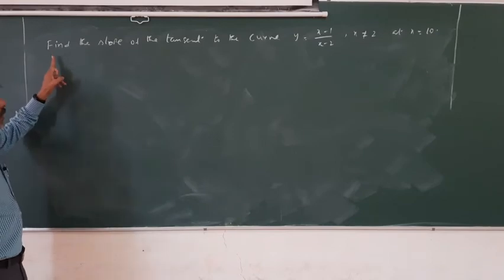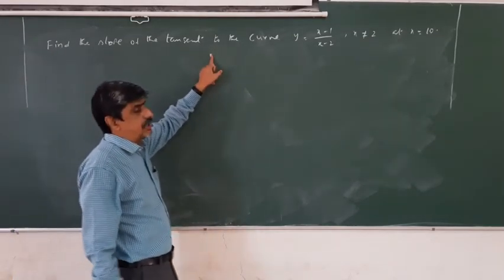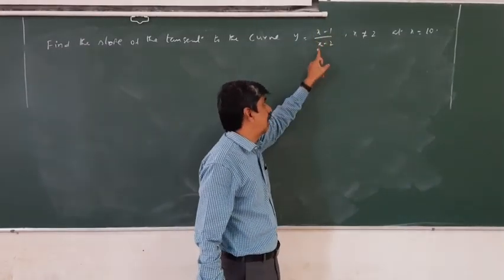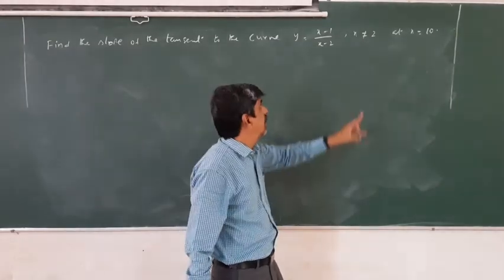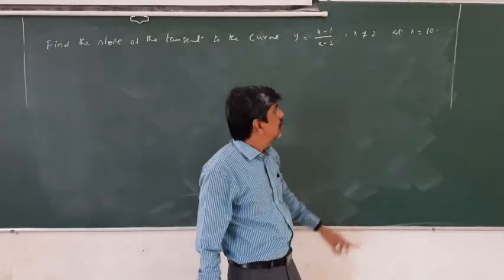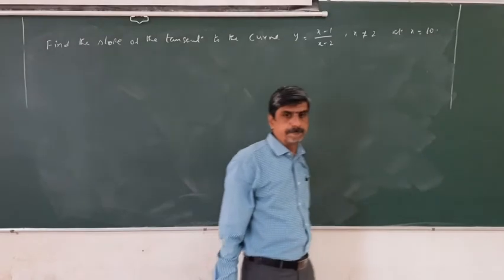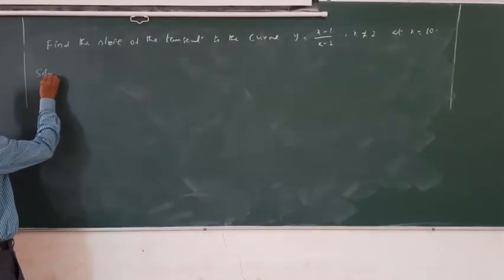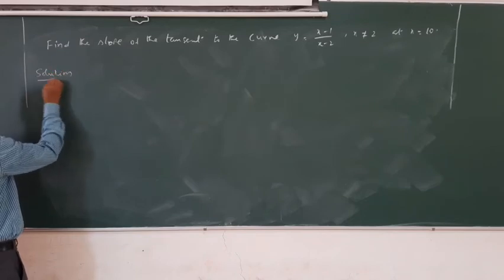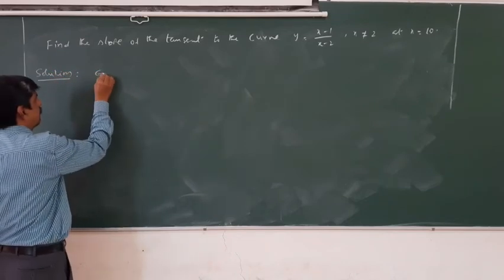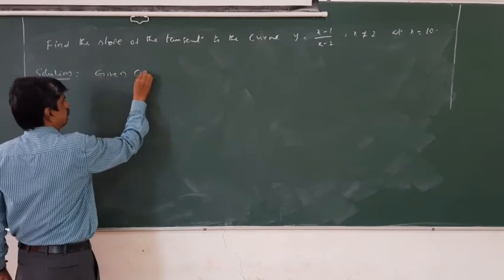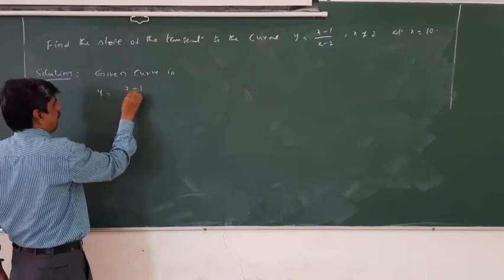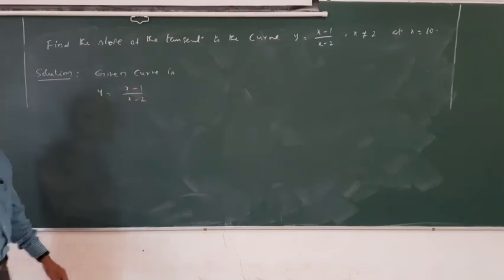Next numerical. Find the slope of the tangent to the curve y is equal to x minus 1 by x minus 2, x not equal to 2, at x is equal to 10. Solution. Given curve is y is equal to x minus 1 by x minus 2.